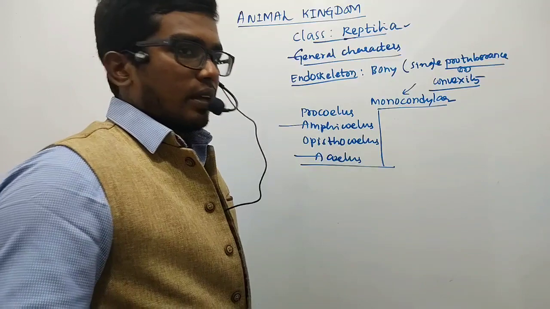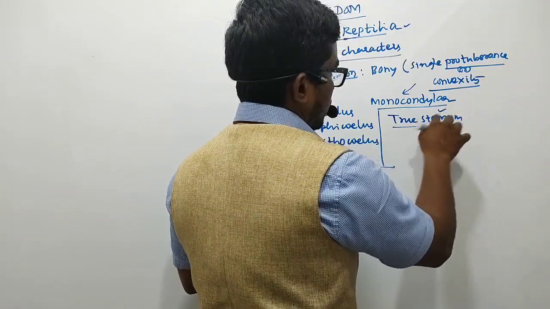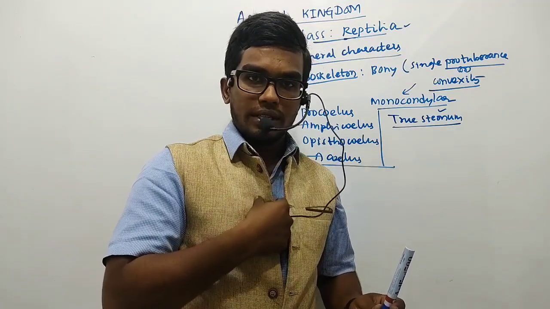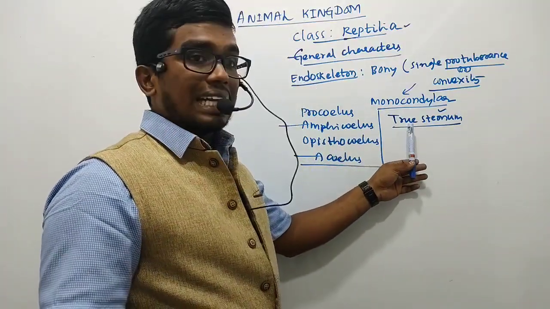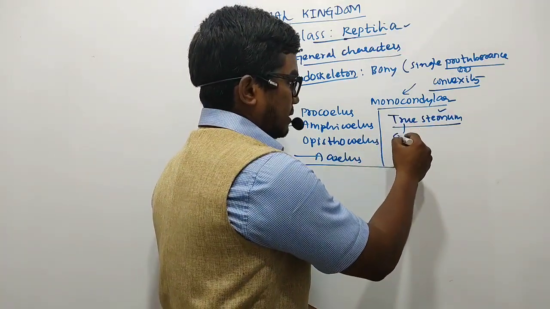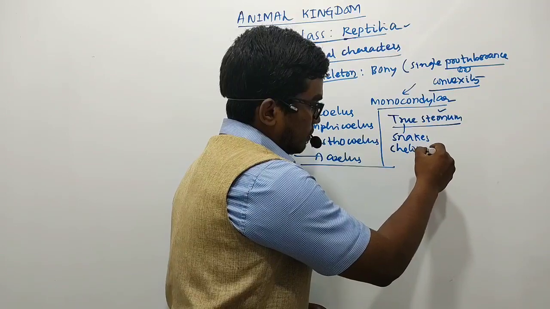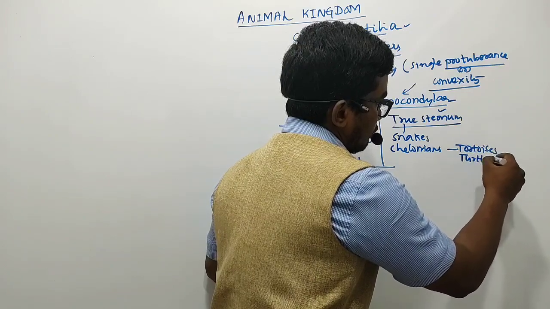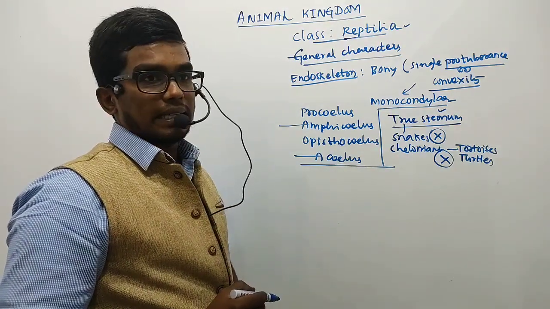Okay. Then they have prosternum. You know, the sternum is a bone, the centermost bone. For example, in our body, in the thoracic cavity, we have the bone at the center to which the ribs are attached. Here also, it helps in the attachment of ribs, but in a few it is absent. For example, in snakes the sternum is absent, and in chelonians. So this includes the tortoises as well as the turtles. We don't find the sternum in these two cases of reptiles.